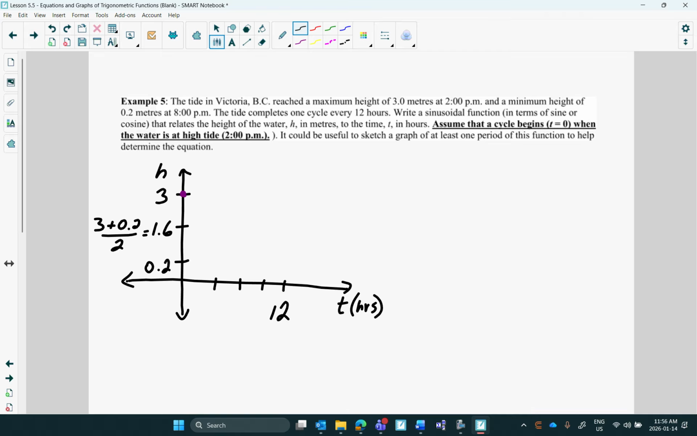We start at high tide. So we go down to the midline. Down to the midline. Then to the minimum. Back to the midline. Up to the maximum. And our cycle is completed. And we've got a normal cos. So K, A, B, H, no shift, normal cos, not a flip one.